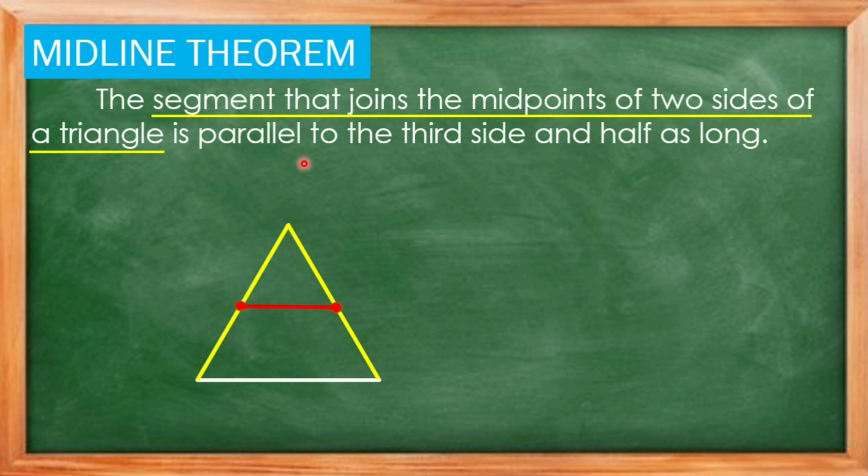And as you can see in the definition of the Midline Theorem, the midline or mid-segment is parallel to the third side of the triangle. These two arrowheads indicate that this segment is parallel to the third side of this triangle. And also, this mid-segment is half the measure of the third side of this triangle. So meaning, ang sukat nitong mid-segment na to ay katumbas ng kalahati ng sukat ng third side of the triangle. So for example, if this is 4, then itong third side ng triangle ay 8, based dito sa definition ng Midline Theorem natin.